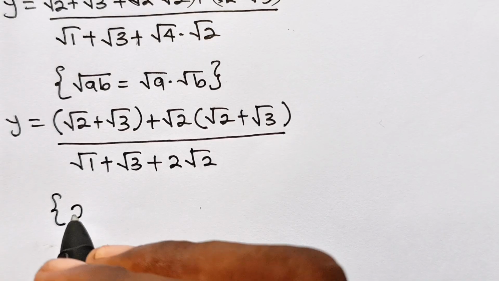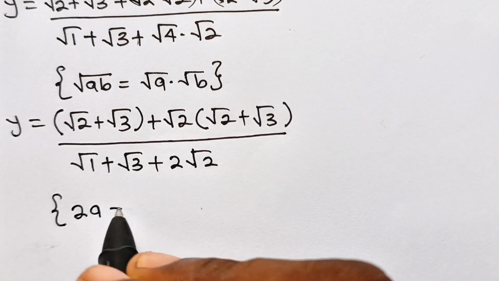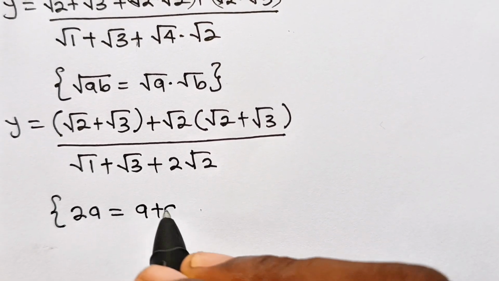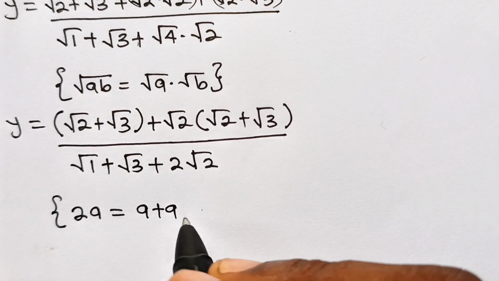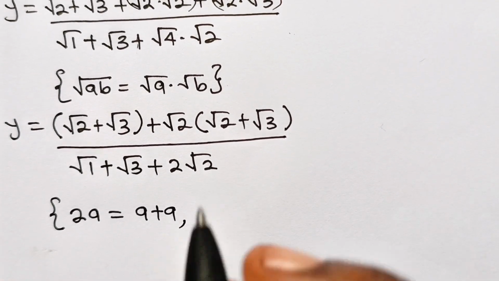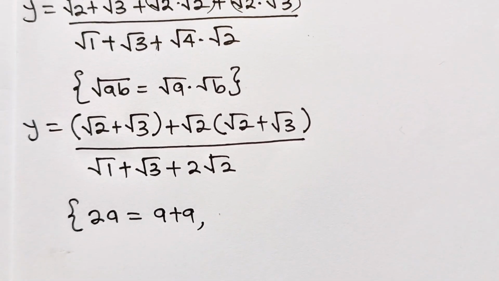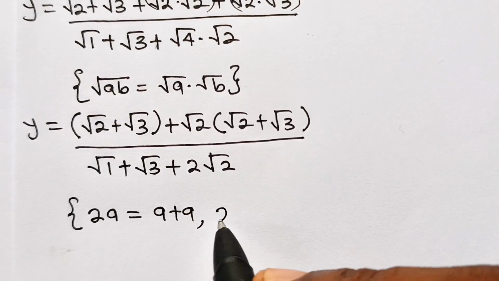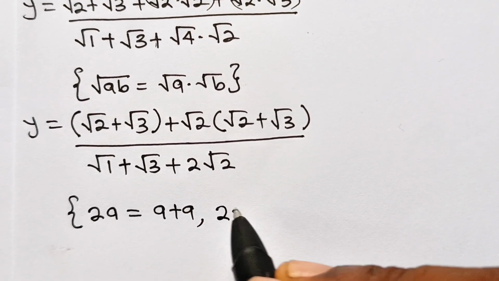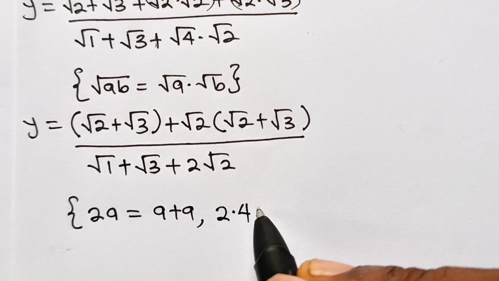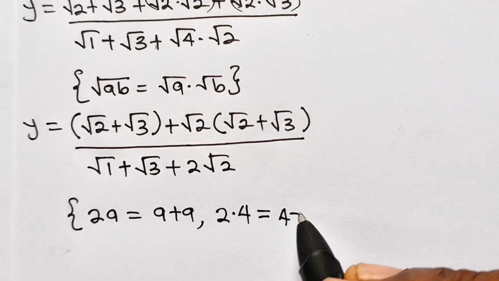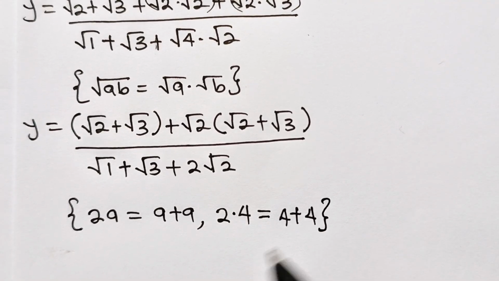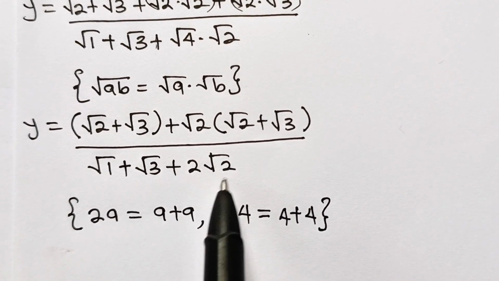Note that 2 times a is equal to a plus a. For example, if I say 2 times 4, this is 8, right? This should be equal to 4 plus 4, which is also 8. Now we are going to apply that here.